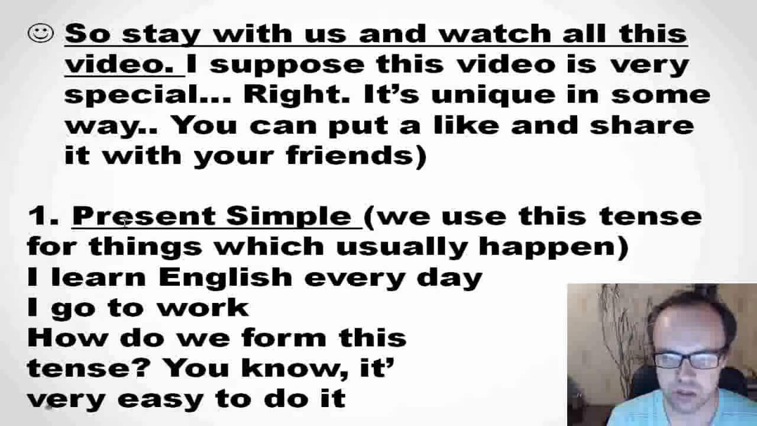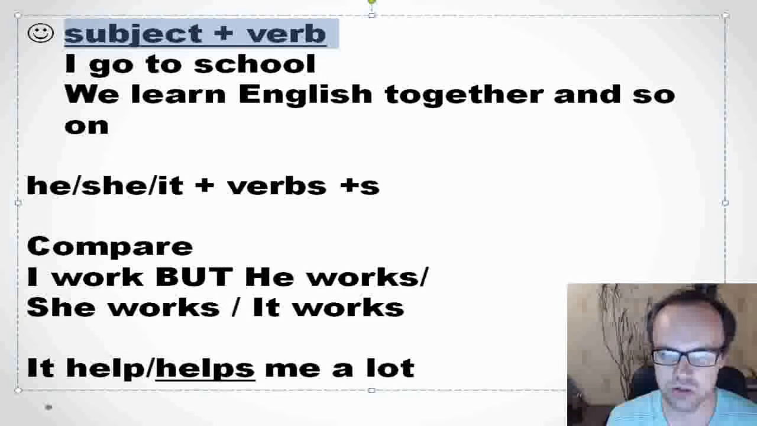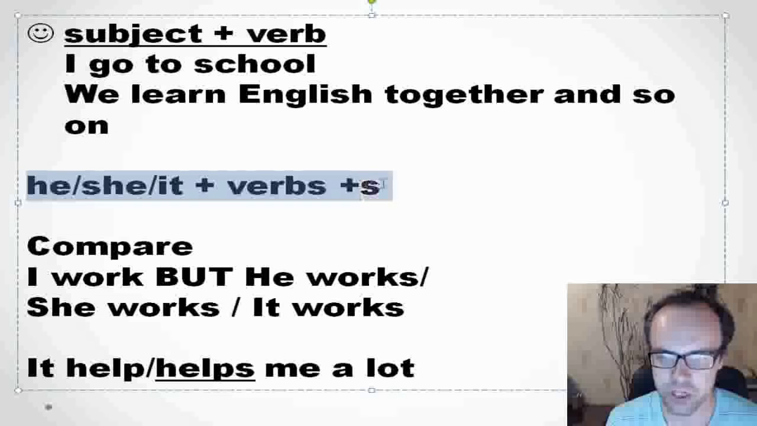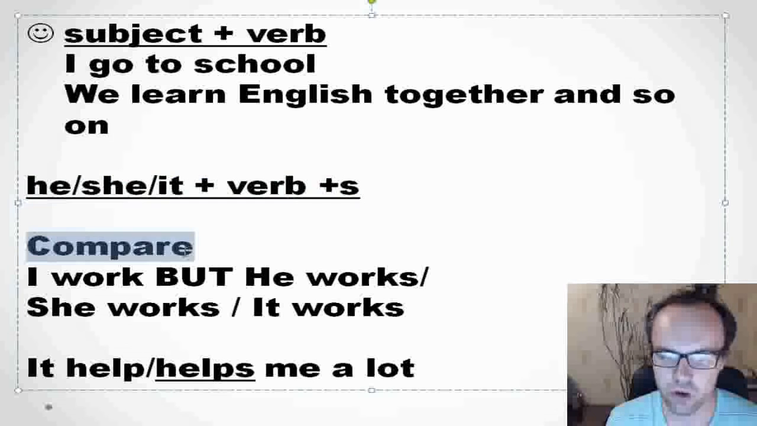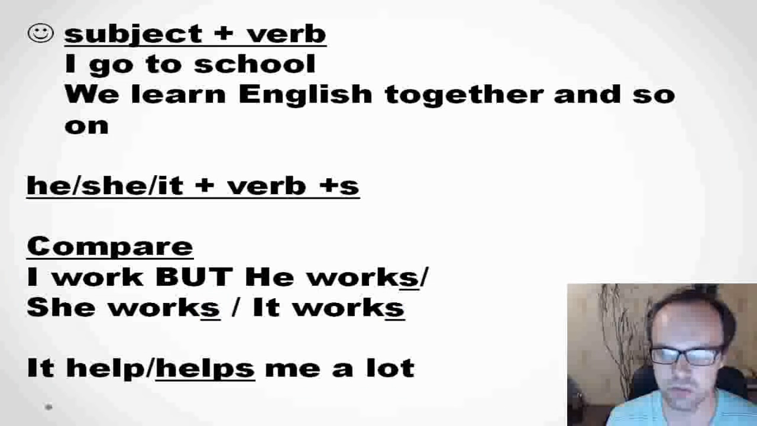So present simple: we use this tense for things which usually happen. I learn English every day. I go to work. How do we form this tense? It's very easy. Subject plus verb. I go to school, we learn English together. If you have he, she, it, you add verb plus s. Please compare. I work, but he works, she works, it works. And we say it helps me a lot.